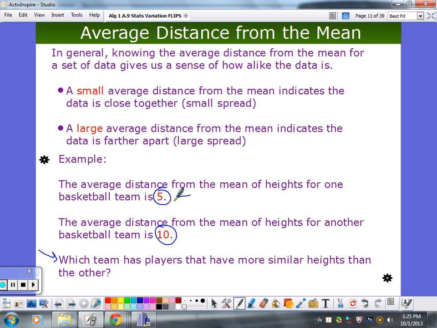Say it again. Say it nice and loud. Smaller. There's a smaller average distance from the mean, so the numbers must be closer together. This has a bigger average distance from the mean, so the heights of the ball players have to be more different. See that or not see that? Raise your hand if you don't know what I mean. Raise your hand if you do know what I mean.